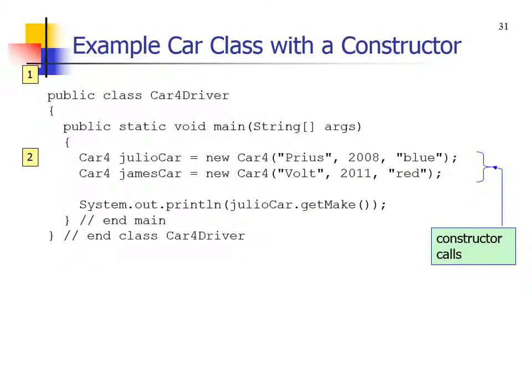Okay. Example, the car class with the constructor. We have our constructor of car 4 with all this information, right? Julio's car is going to be car 4 with this information. James' car will be car 4 with that information. So if I do system out print line, Julio car get make, what is it going to do to me? It's going to get the make of it, which will come back as a Prius, right? Why? Because that is an accessor.